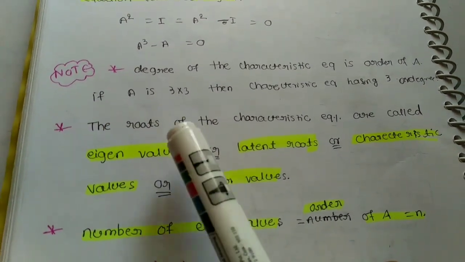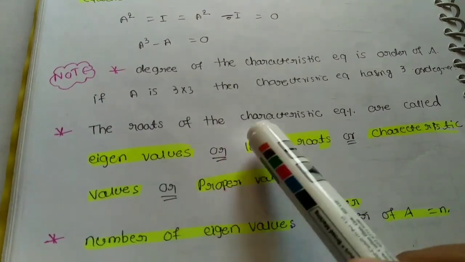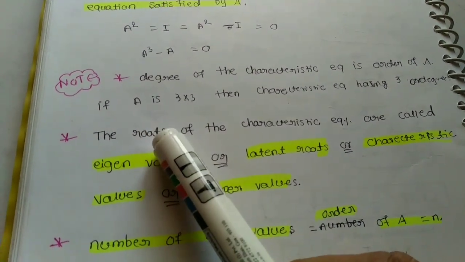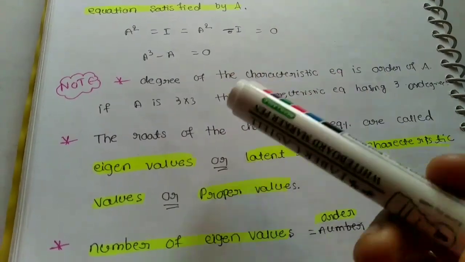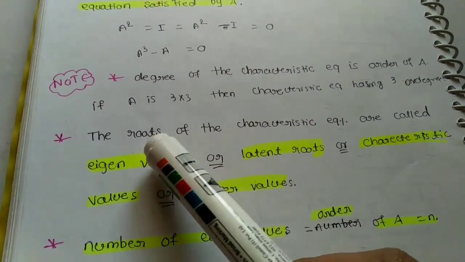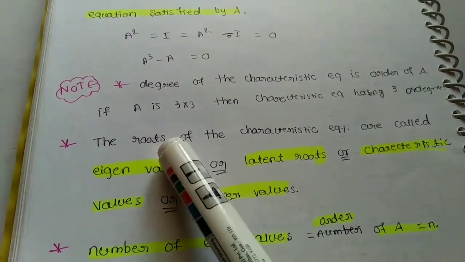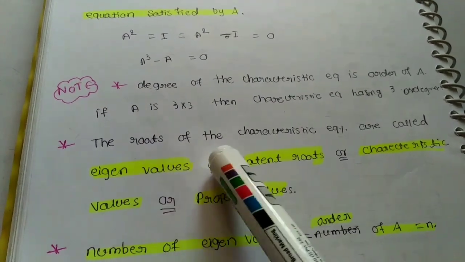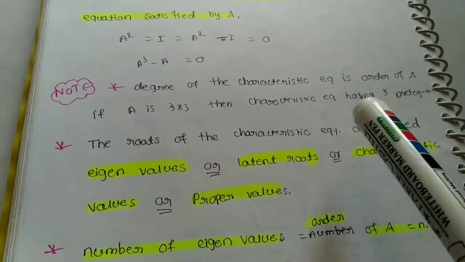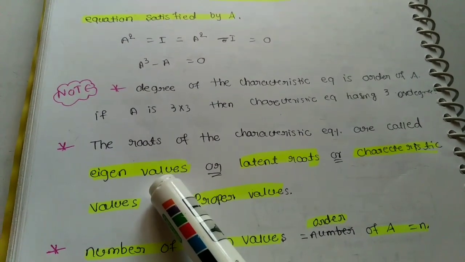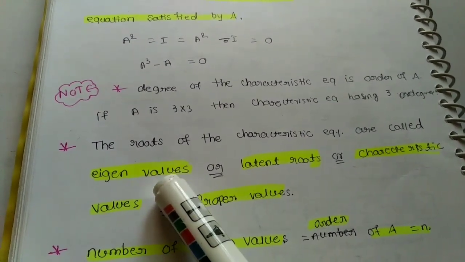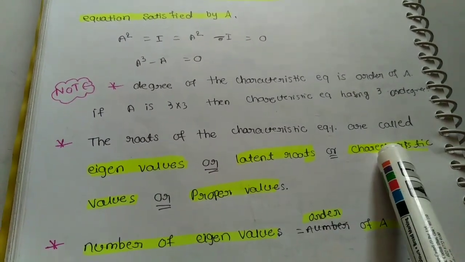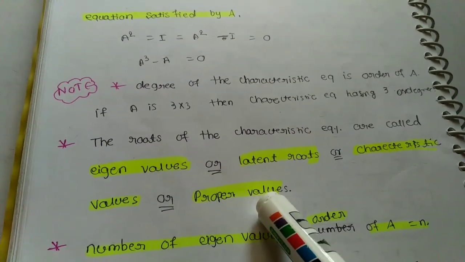Okay, so let us move on to the next point. The roots of the characteristic equation are called eigenvalues. Sometimes some people say solutions also, since different people use different notations. The solutions are nothing but roots. So the roots of the characteristic equation are called eigenvalues, and other names for eigenvalues are latent roots, characteristic values or proper values.